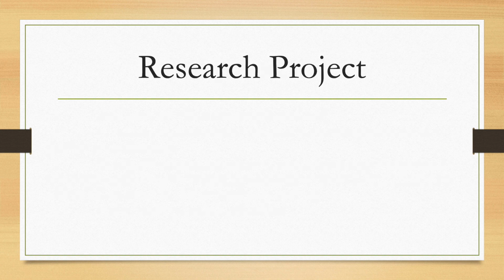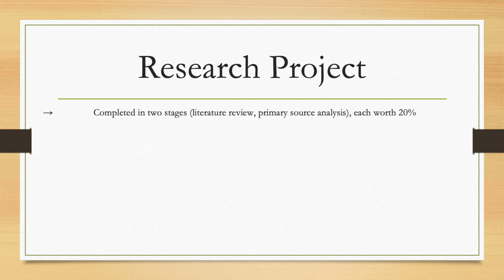Okay, another big part of your grade for this class is going to be your research project, and we're going to complete this in 2 stages over the course of the semester. The first part is going to be a literature review, and the second part is a primary source analysis. And the way that it's going to work, basically, you're going to choose elements from our course content and then use them to produce an original piece of writing on a primary source text of your choosing.